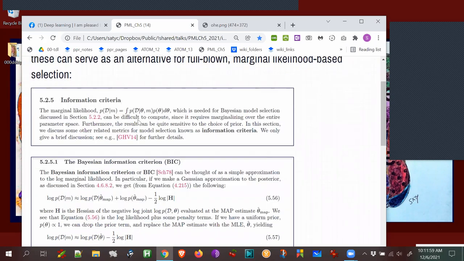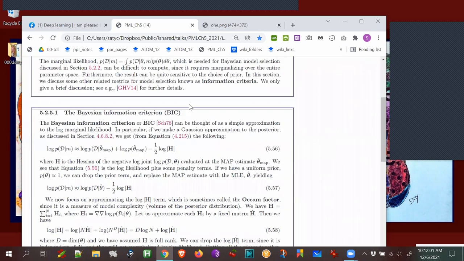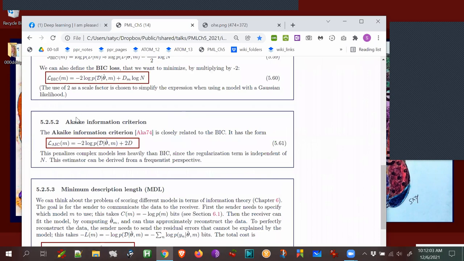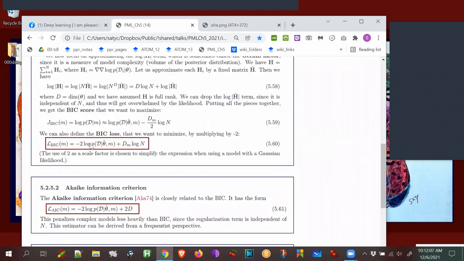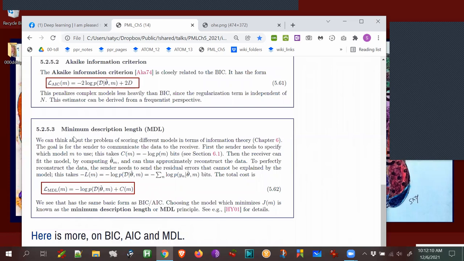There are three of them. One is the Bayesian information criterion. In fact, historically, the first one was actually Akaike, and then Bayesian came afterwards. And then the more recent one is called MDL. All of them have a very similar form, you notice. They all have a negative log term, and then they all have a penalty term, like a regularization term. And they're both loss functions. You want to minimize them.